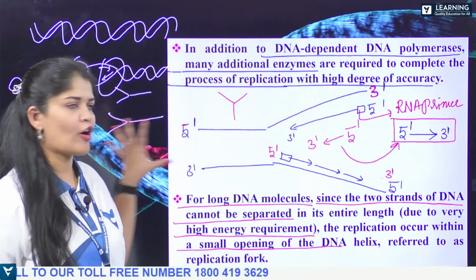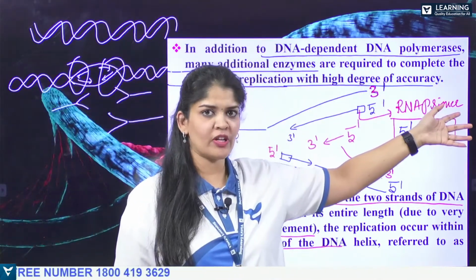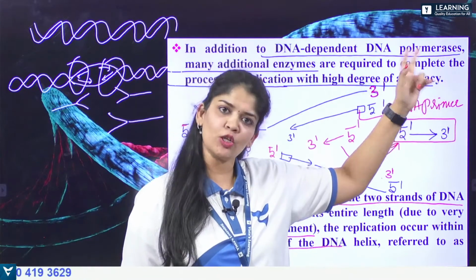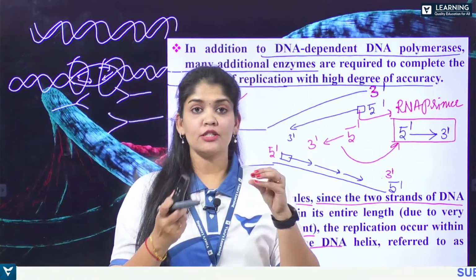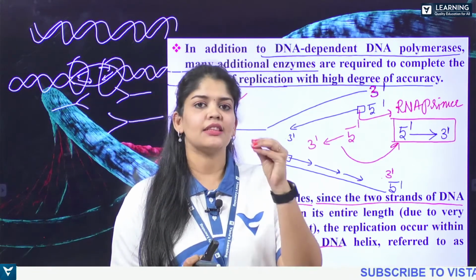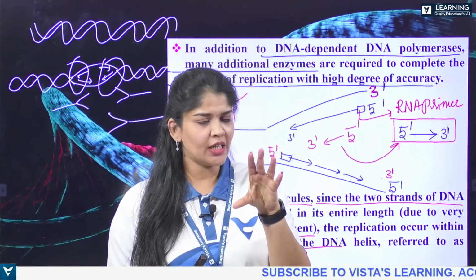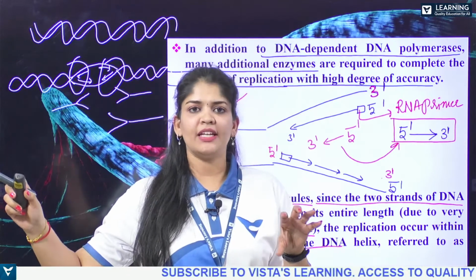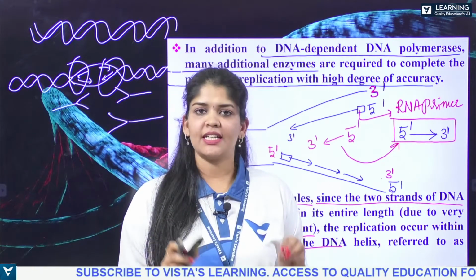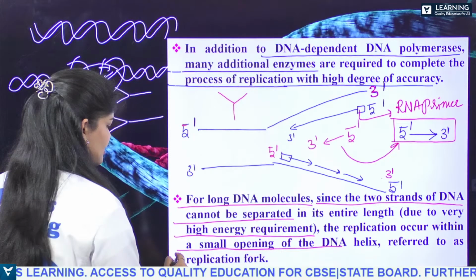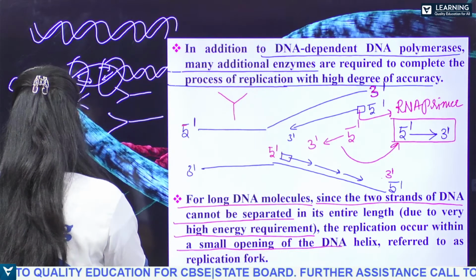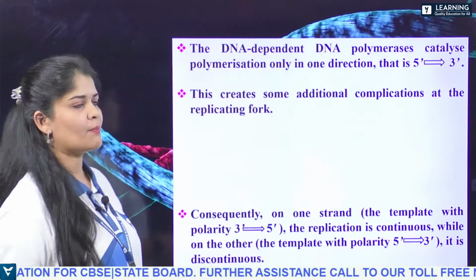Here it will be coiled, and on the other side also a replication fork will form, and on that side also it will be coiled. Whatever part is undergoing DNA replication shows that small opening, and the remaining length of the DNA will be in a coiled, helical position. That is what is referred to as a replication fork, as we just said. Moving on.